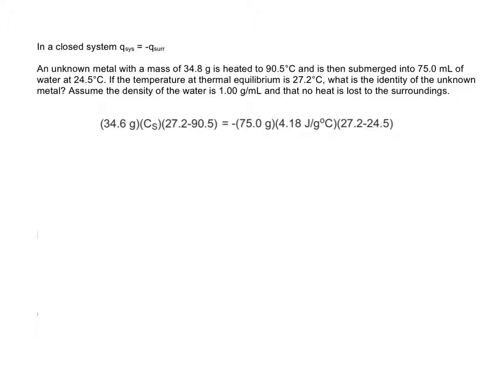If we multiply everything out on the left, we get negative 2,202.84 times x, and that's going to be equal to negative the 75 times 4.18 times 2.7. If we solve for x, we get 0.384, and the units on that would be joules per gram degree Celsius. If you take a look at your table in your notes or on the previous slide, you can see that the specific heat of copper is 0.385, and that's the one that's closest to what we just calculated.